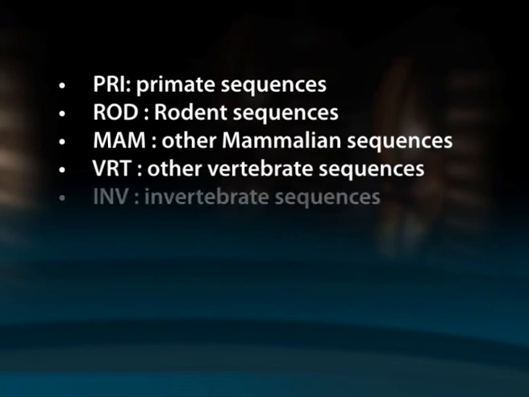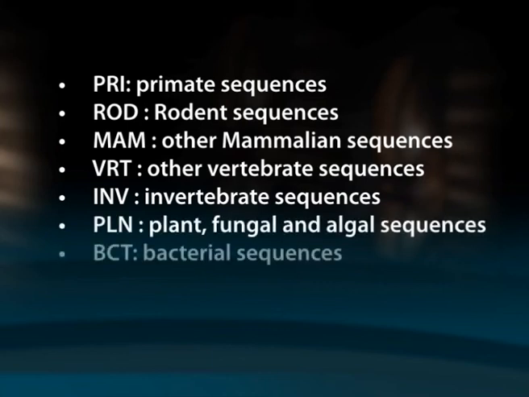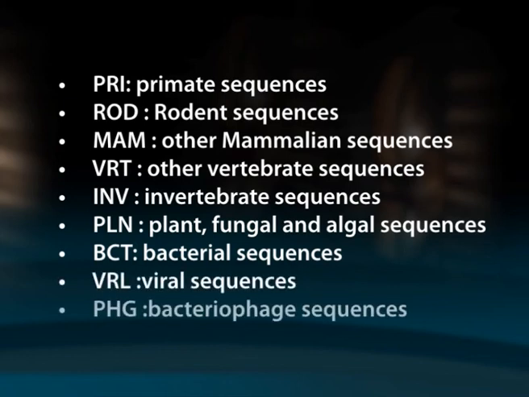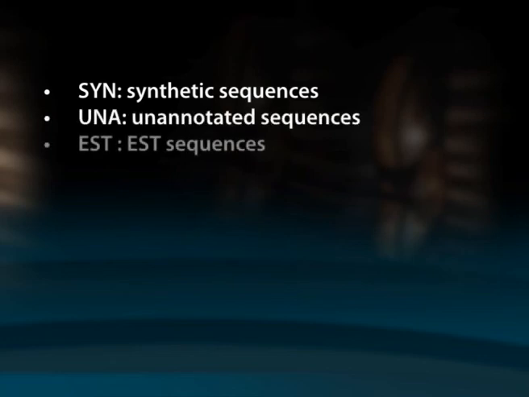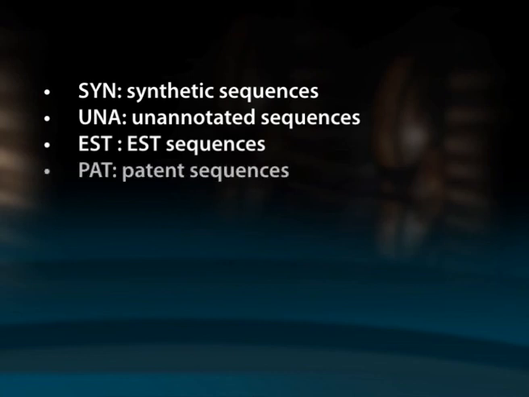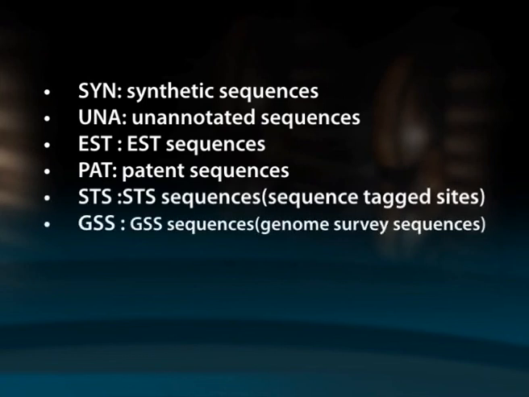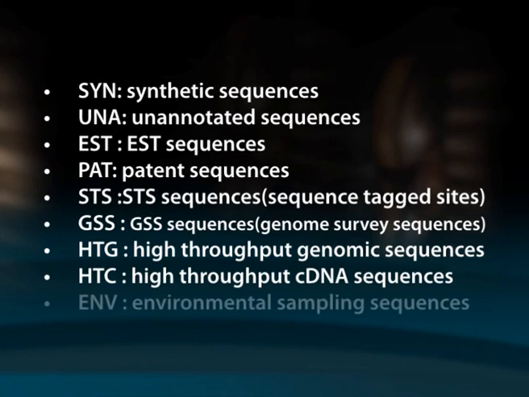VRT, other vertebrate sequences, INV, invertebrate sequences, PLN, plant, fungal and algal sequences, BCT, bacterial sequences, VRL, viral sequences, PHG, bacteriophage sequences, SYN, synthetic sequences, UNA, unannotated sequences, EST, EST sequences, PAT, patent sequences, STS, STS sequences or sequence tag sites, GSS, GSS sequences or genome survey sequences, HTG, high throughput genomic sequences, HTC, high throughput cDNA sequences and ENV, environmental sampling sequences.